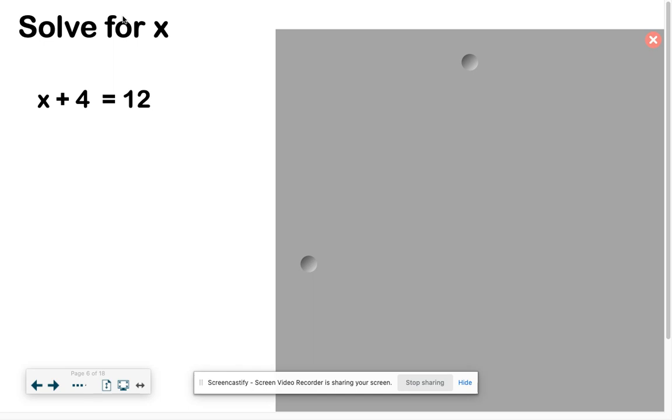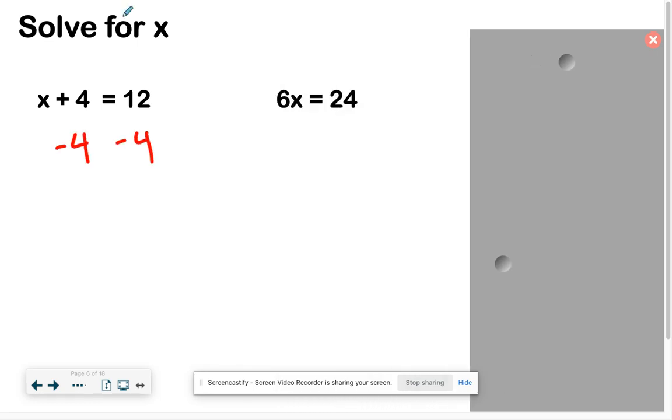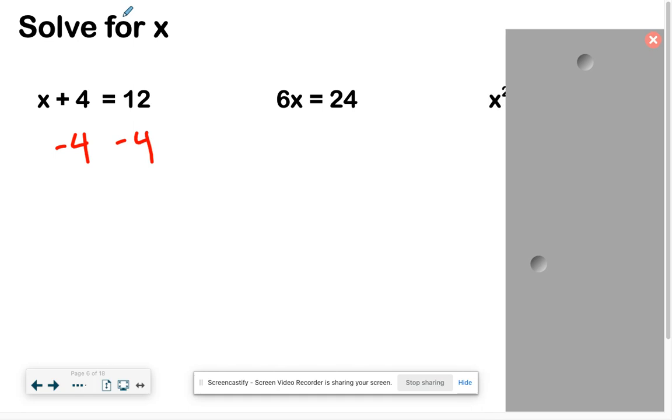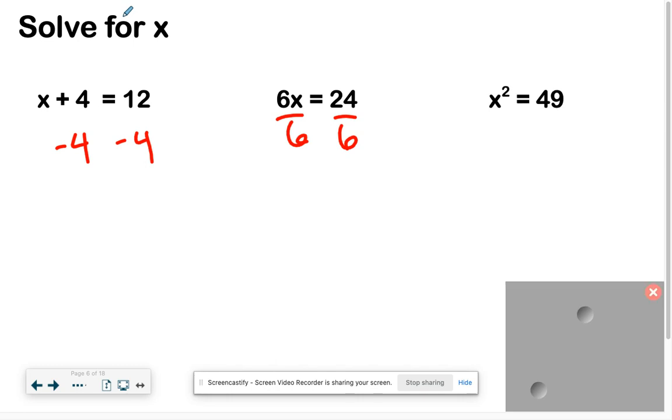Okay, these aren't in your notes. We're just going to talk about this quick. If you wanted to get x by itself here, what would you do? You multiply it by 32. No, you said freshman year. You would subtract 4, right? Yep. What about this one? Divide by 4. Okay. What about this last one? Square root it.